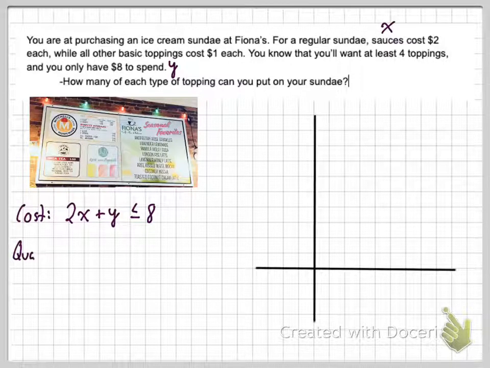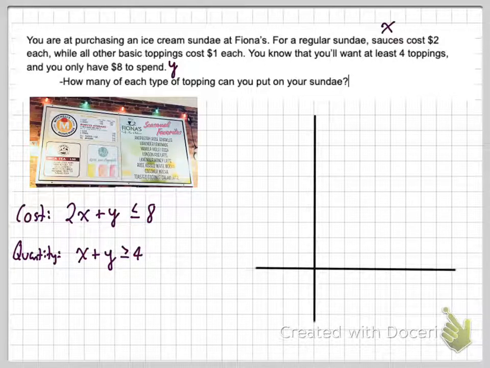For quantity, I know that I want at least 4 toppings, so however many sauces I get, plus the other toppings, I want that to be greater than or equal to 4. Because I could get exactly 4, more than 4, I just don't want less than 4.